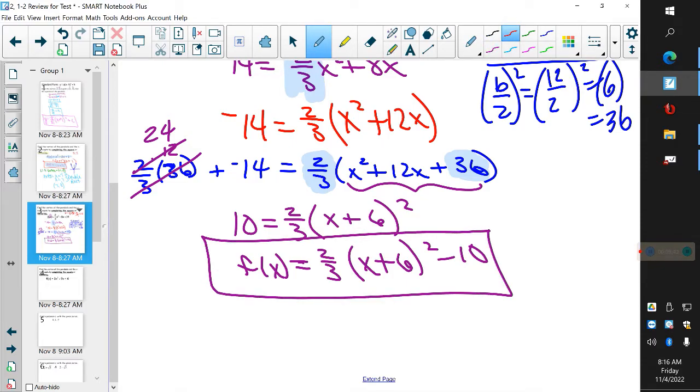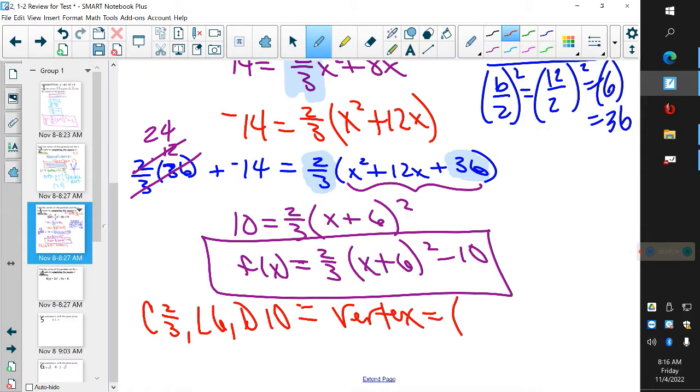Now I want to know, what is happening to this parabola? Compressed 2/3, left 6, and down 10. So that leaves me a vertex to be what, folks? (-6, -10). So let's do a quick sketch of that. So if I'm at -6 and -10, that puts me here. Am I opening up or am I opening down? I am opening up, which means, do you physically see it cross the x-axis? Yes.